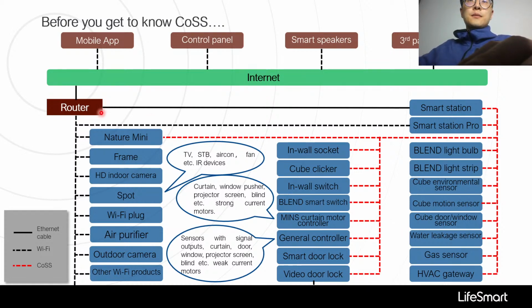And some of our devices support Wi-Fi. So you can see the black dotted wire here that like Nature Mini or some of the cameras use Wi-Fi to talk to the router directly, because it needs to use Wi-Fi to transmit those video information. And also those control signals can go to smart stations. So the smart station can also control them in the meantime.